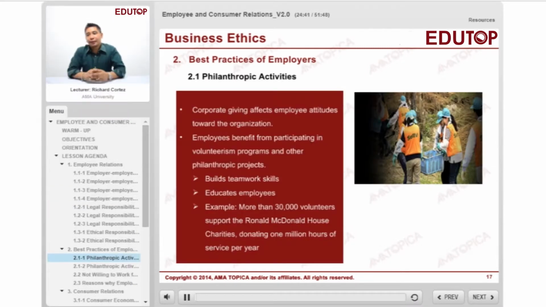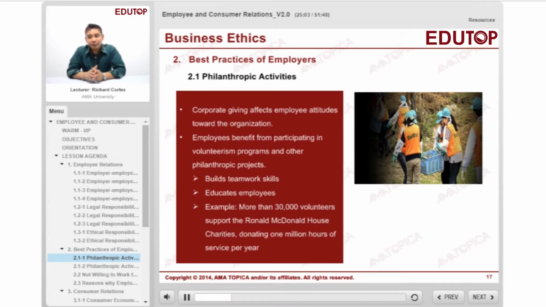Now we are in the second agenda. We call this the best practices of employers. So employers have philanthropic activities. If the company is very profitable already, or it has been staying in the industry for a long time, that is the time that the company should do philanthropic activities.